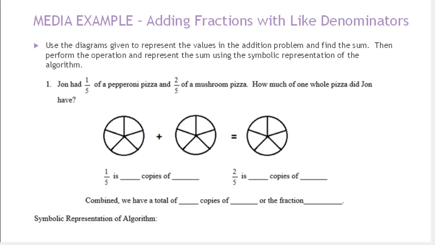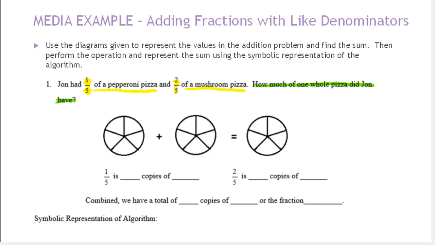So let's start by reading the question and highlighting our given information in yellow and our goal in green. John had 1/5 of a pepperoni pizza and 2/5 of a mushroom pizza. Now I see our question is coming, so this is going to be our goal. How much of one whole pizza did John have?